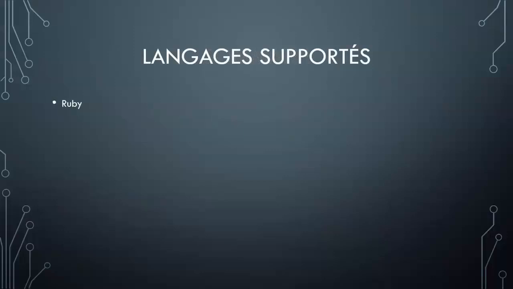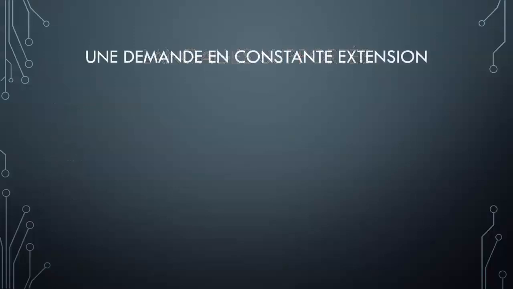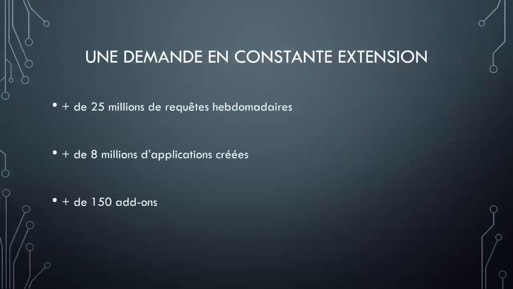It was the first language that was compatible with Heroku when it was released in 2006. Nowadays, Heroku is also compatible with Python, Node, Java, PHP, Go, Scala, and Clojure. It's important to mention that Heroku is an essential service. Its growth is continuous over the years, and its infrastructure receives more than 25 million requests per day. It manages more than 8 million applications and has more than 150 add-ons.